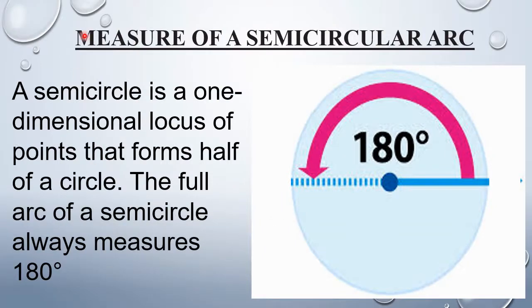Next is the measure of a semicircular arc. A semicircle is a one-dimensional locus of points that forms half of a circle. The full arc of a semicircle always measures 180 degrees. Here in this picture you can see a semicircle.